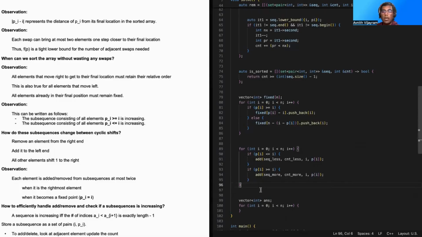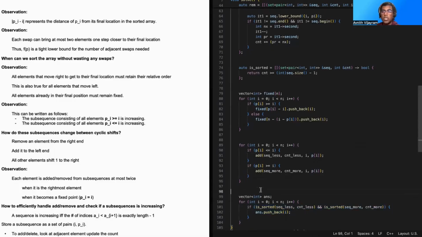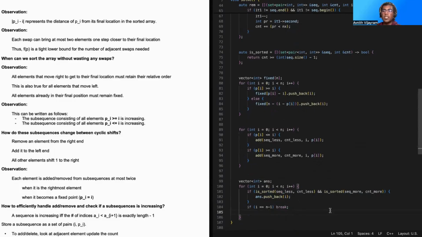And then now we can loop through each of the cyclic shifts from 0 to n minus 1. And we can now add it to our answer if it's good. So the first thing we do is we'll check if it's good by checking if both sequences are sorted. If it is, we can add it to our answer. And then the rest of the for loop is updating it for the next iteration. So if this is our last iteration, we don't need to update, so we can just break. But otherwise, we might need to add or remove to some subsequences.